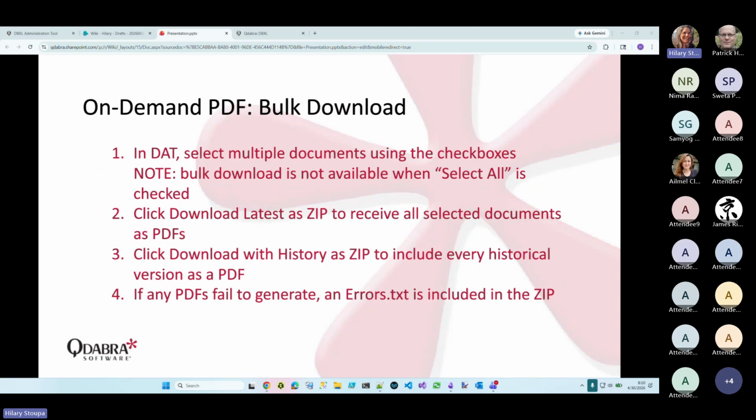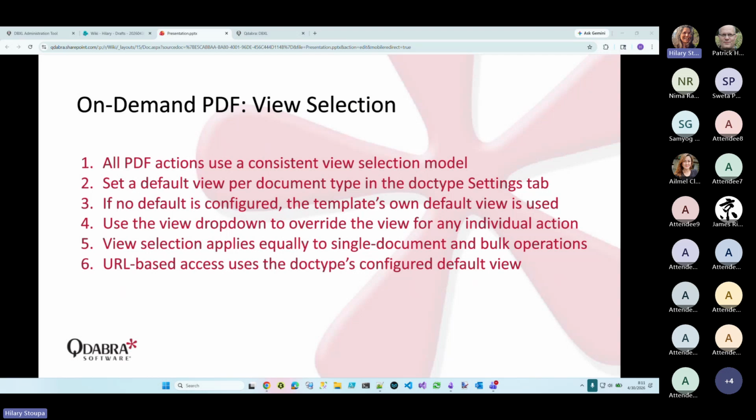There's also an option to bulk download. In an attempt to save all of us from ourselves, bulk download's not available if you select all, right? Just because what if you have 400 documents? And so, yeah, use your best judgment there. And so we also have a download with history. If any PDFs fail to generate, there's an errors text file included in the zip to help you find where the issues might be.